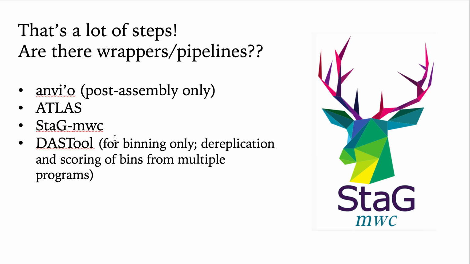And then DAS Tool is a pipeline, it's not really a metagenomic pipeline. It's only for binning, but it will take outputs from multiple binning programs and dereplicate and score your bins and give you the best, highest quality output from multiple binning programs. So it's very, very useful to assess your binning results, but that's all it does. It doesn't do any other part of the workflow.